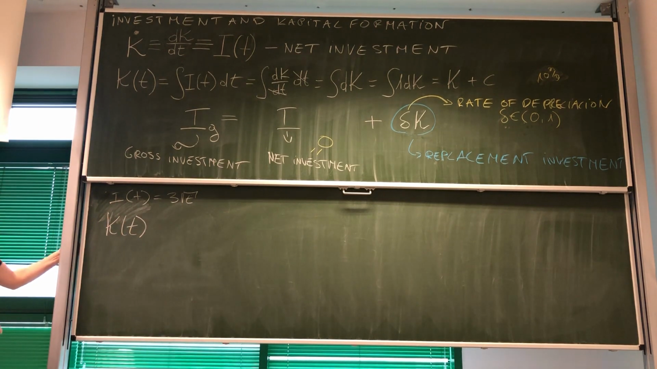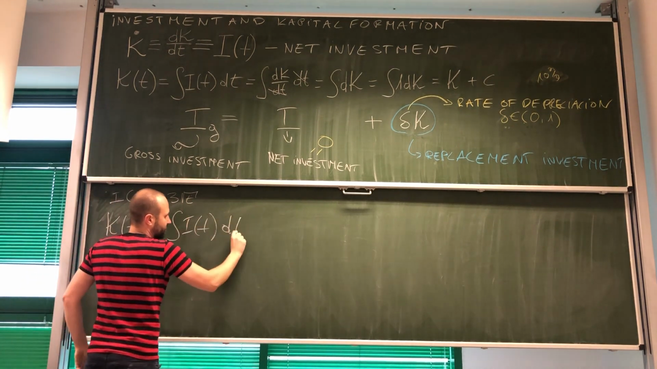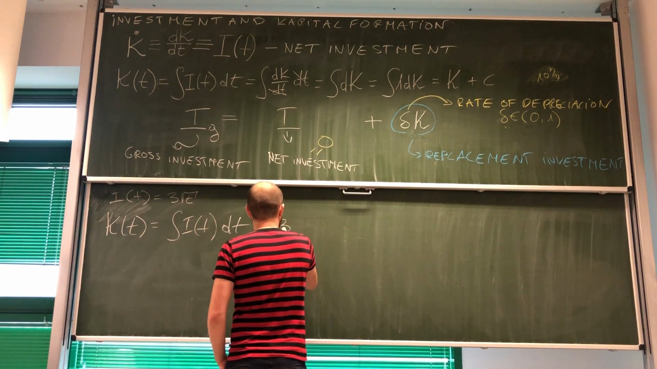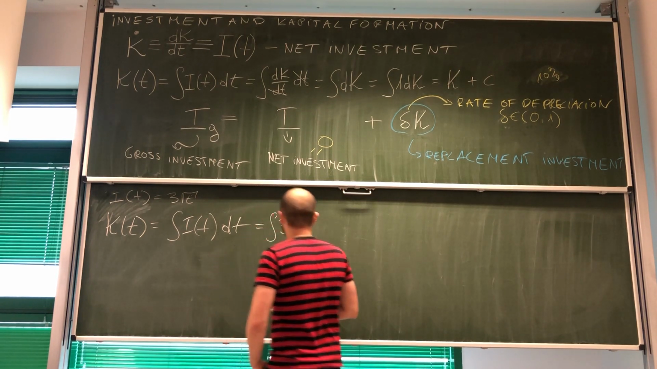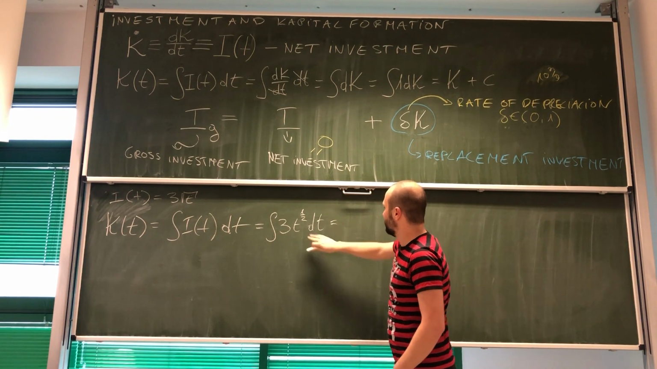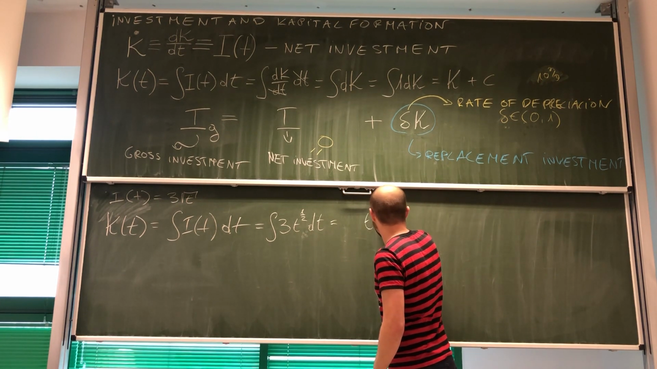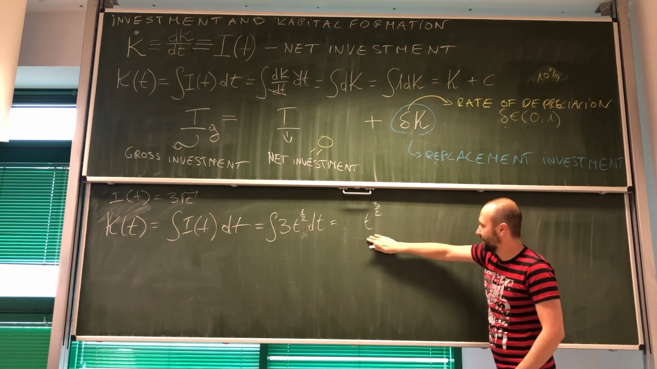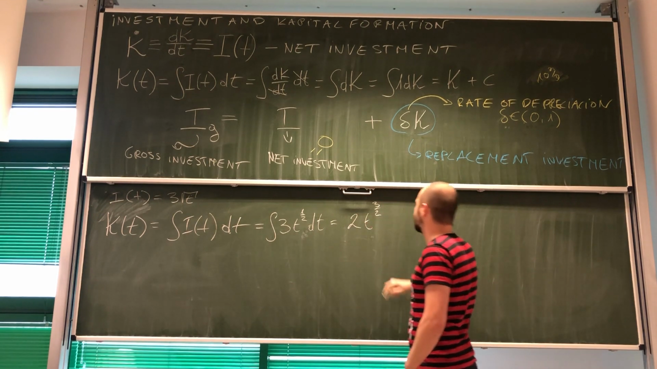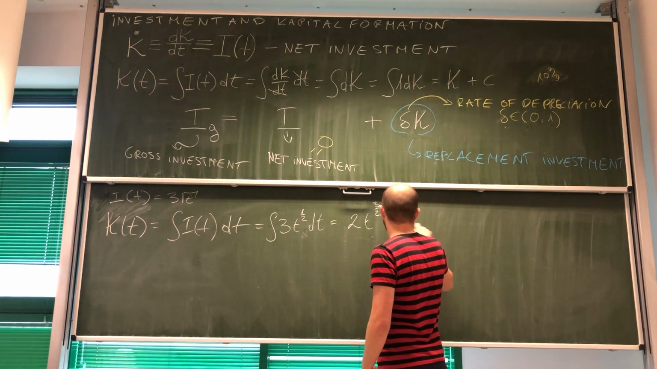So what we're looking for, of course, is an integral of investment with respect to time. So we get that this is the integral of 3t to the power 1 over 2 dt. Okay, now if we integrate this, we will get t to the power 3 over 2 divided by 3 over 2, which is like multiplied by 2 over 3. So we will get that this is 2t to the power 3 over 2. And, of course, plus C.